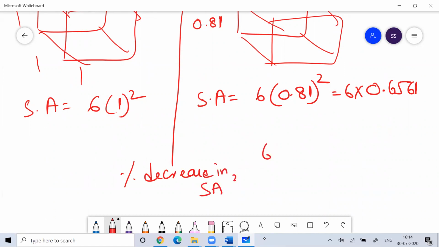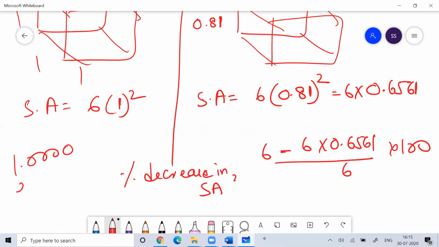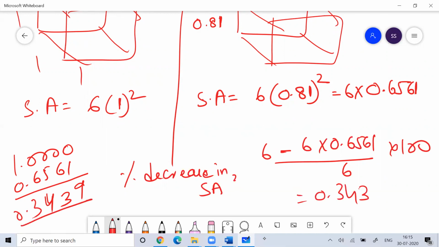That is equal to 6 minus 6 into 0.6561 divided by 6 into 100. You can take 6 common and remove it. So 1 minus 0.6561, if you do, how much will you get? That is 0.3439. 0.3439 into 100, if you do, you'll get 34.39%.